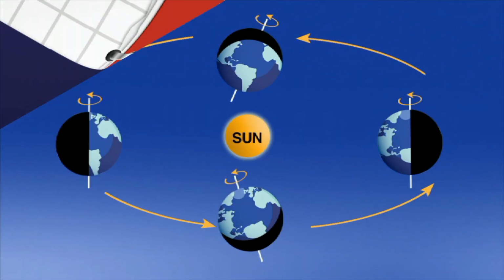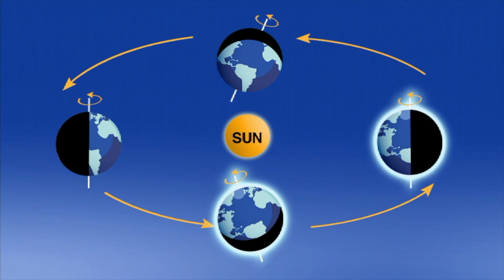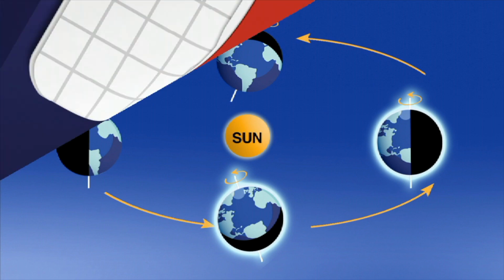The spring or vernal equinox is the first day of spring and occurs when the Earth's axis begins to tilt towards the Sun again on its journey to the summer solstice. The spring equinox usually happens around March 20th.